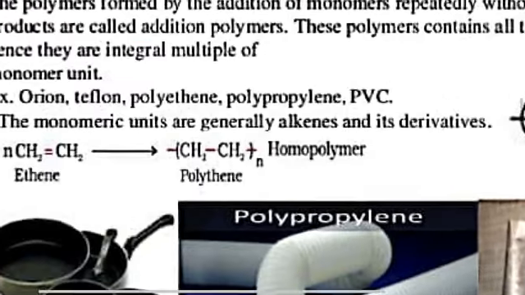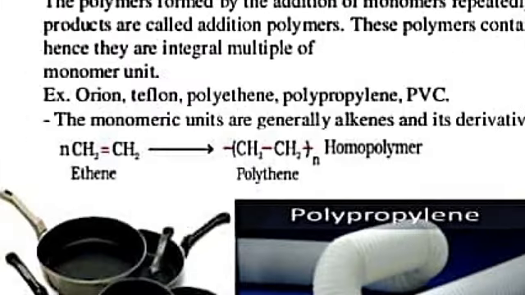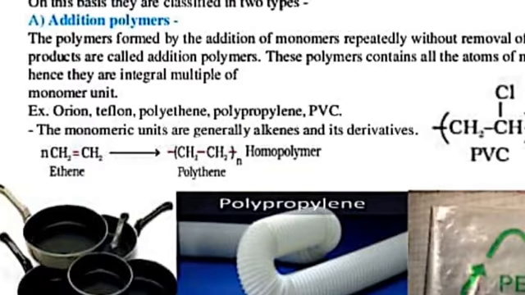Homo means same. So when the same monomer is repeated n number of times, you get a homopolymer, and the monomer is being added. So such are addition polymers.